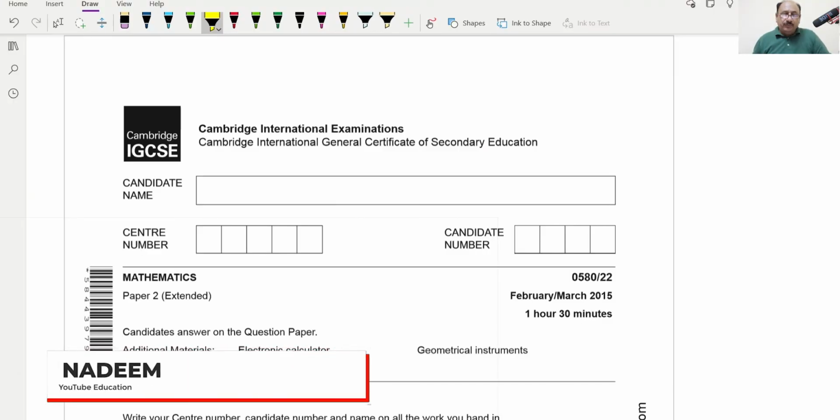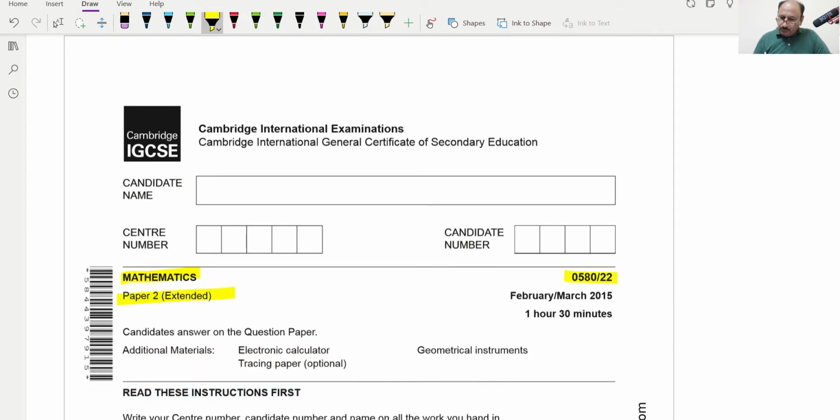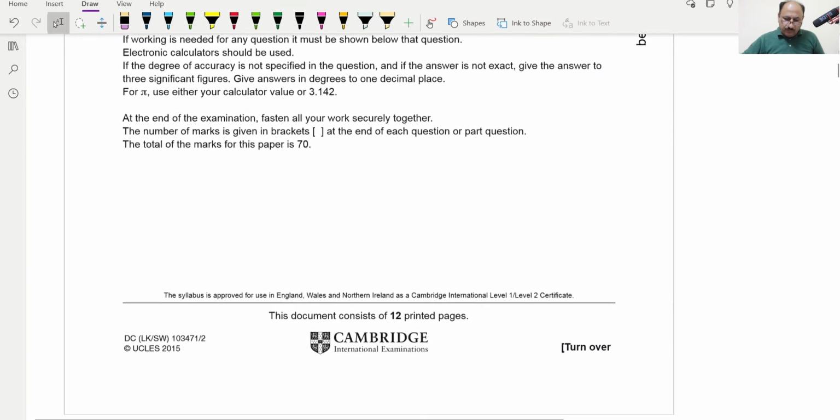Hello everyone, today we'll be going through IGCSE Mathematics Paper 2 Extended 0580 Paper 22 Feb March 2015. This is IGCSE paper. So let us move to question number 1.